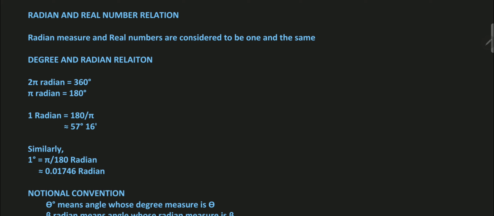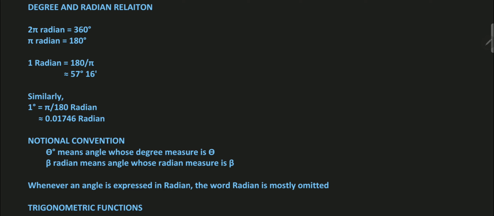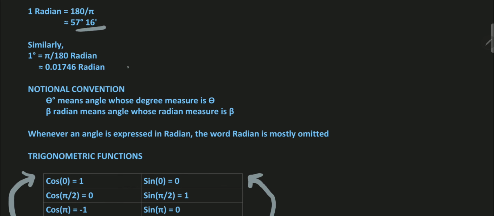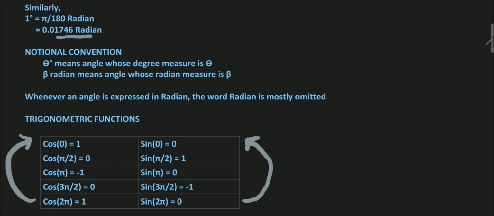Radian and real number relation, they are one and the same, and the degree and radian relation is 2 pi radians is equal to 360 degrees. So 1 radian is roughly equal to 57 degrees and 16 minutes. Similarly, 1 degree is equal to 0.0176 radian. The notational convention is theta for degree measure and beta for radian measure, whereas in real life theta is mentioned with a degree. The word radian is mostly omitted while expressing radians.